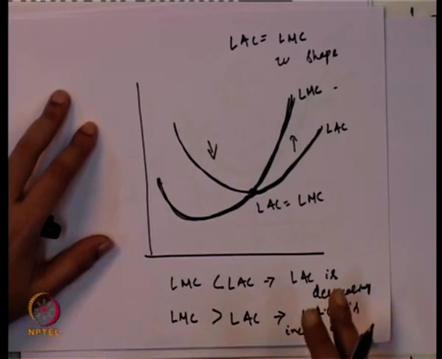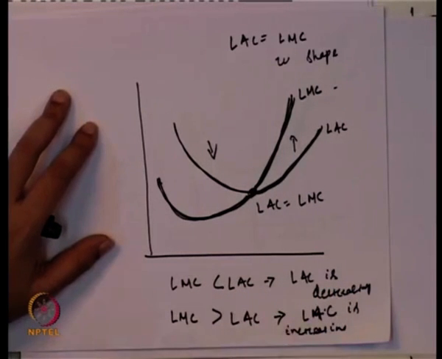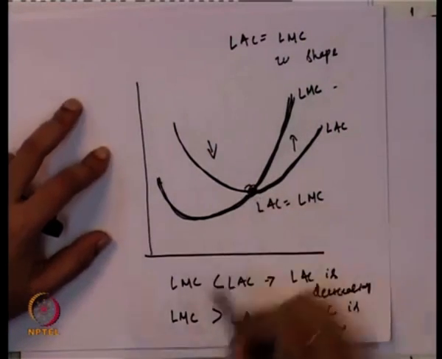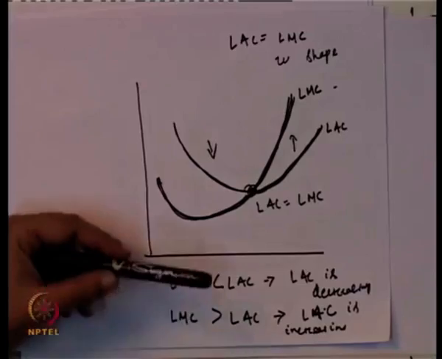Apart from this, two more facts: both the curves, LMC and LAC, are U-shaped, and always the LMC intersects LAC at the minimum point of the long run average cost curve.